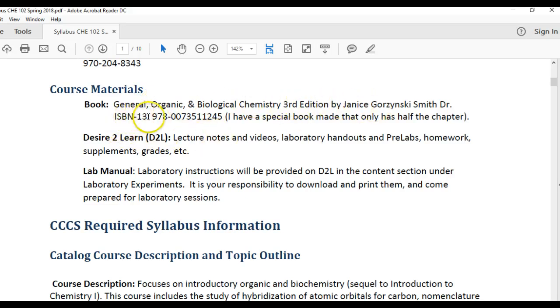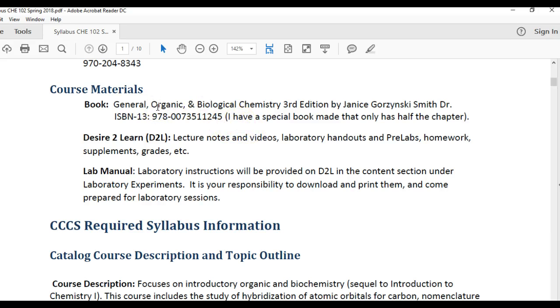So this is the ISBN number for the whole book. If you plug this in to Amazon or online, you will get a copy of the whole entire book. However, you don't need the whole book. You'll need half of it. So if you go into our bookstore, you will get just the book that I had made specifically for this class, and it's about half the price of the whole book. There's no reason for you to buy the whole book since we're not using it.